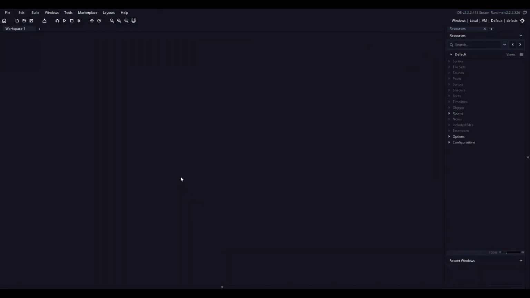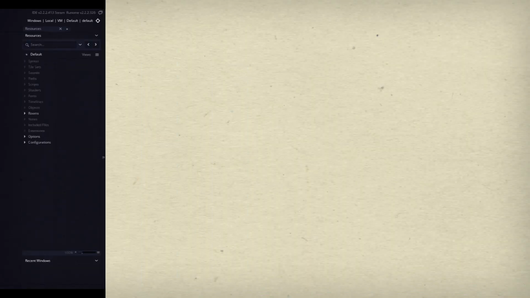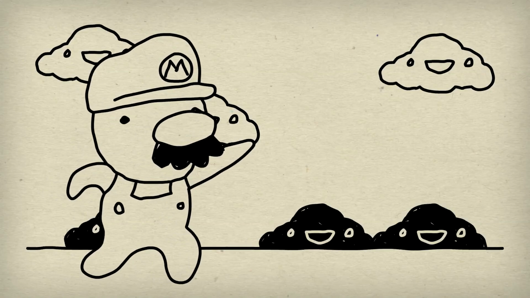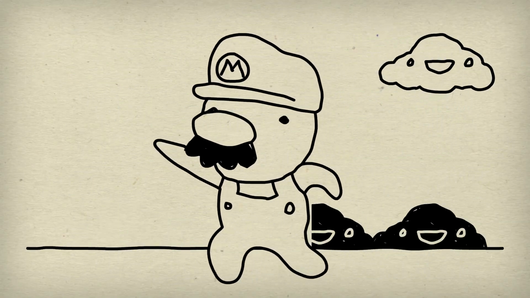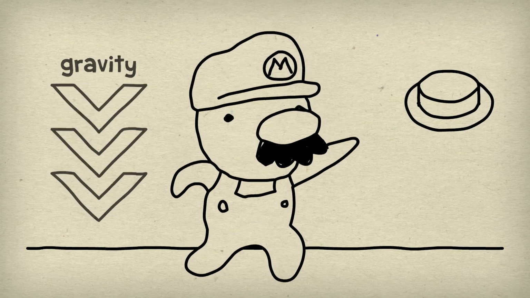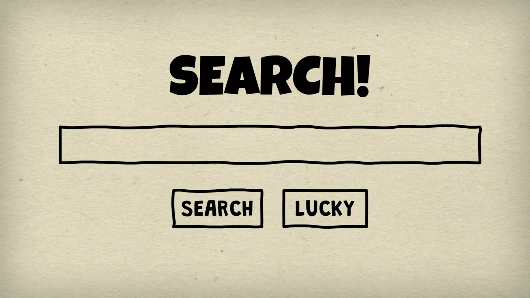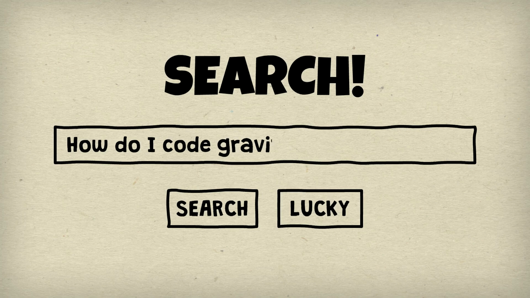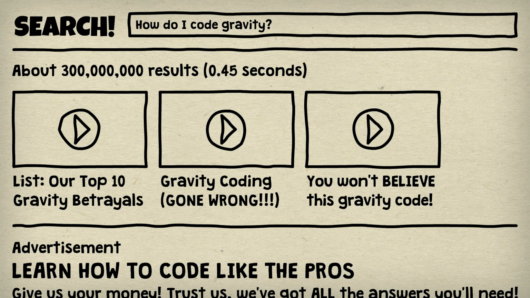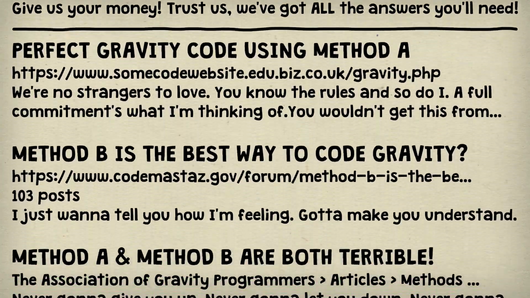Now, before we can write our first line of code, we need to understand what it means to code something. Let's take the classic example of Super Mario Bros. The basics of Mario are to run and jump. When Mario jumps, you expect gravity to pull him back down, because that's how it works in real life. And so your first instinct might be to Google something like how do I code gravity, which will net an abundance of results, probably an overwhelming amount, and that's for good reason.